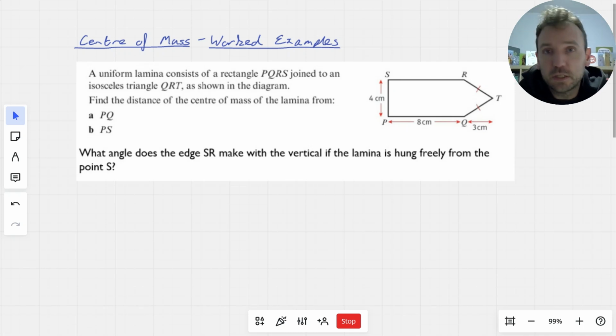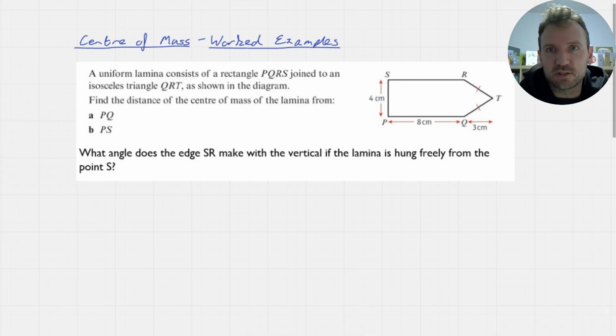In this video, we're going to look through a couple of examples of finding centre of masses of composite shapes or shapes with holes in, and look at an example where we're asked for the angle it makes when it's hung from a vertex as well. So in this first one, we're given this shape, this uniform lamina, which means it's got the same density throughout, which consists of this rectangle and this triangle stuck on the end.